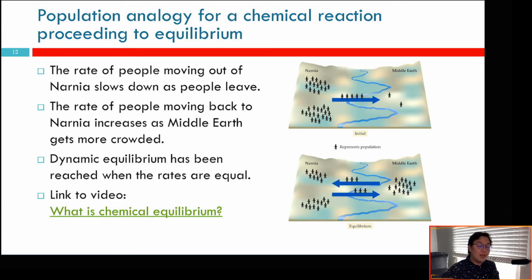But as we move more and more people over to Middle-earth, Middle-earth becomes more crowded. And at some point, the people who are over in Middle-earth are going to say, wait a second, it's crowded over here now, it looks like there's more space over there in Narnia. So you're going to have people going from Middle-earth back over to Narnia. And what will happen, at least in this silly example, is that the rate of people moving back and forth will eventually balance out. So there will be the same number of people trying to move to Middle-earth as there are people trying to move to Narnia, for a whole variety of reasons. But that's when we've reached this dynamic equilibrium.